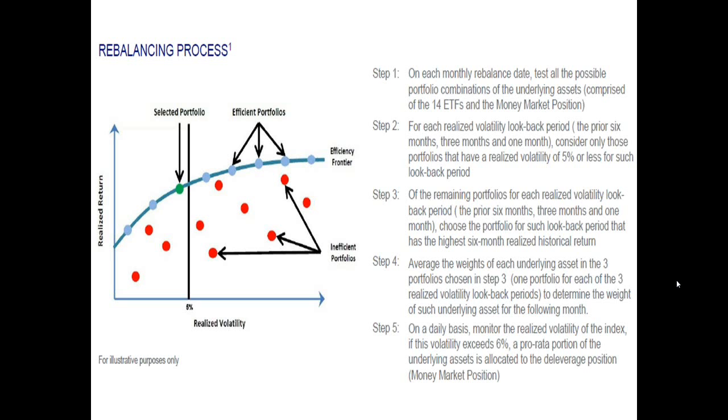But this fund is rebalanced every single month. And what they do is they test every possible portfolio combination of those 7 different asset classes, 14 different ETFs, and look at each and every single portfolio. Then they look back for 6 months, 3 months, and 1 month, and they take only those portfolios that they've created that have realized a volatility of 5% or less. So that eliminates the more volatile combinations of those asset classes that they could go into. And of the ones that remain, they choose the portfolio that had the highest 6-month realized historical return.